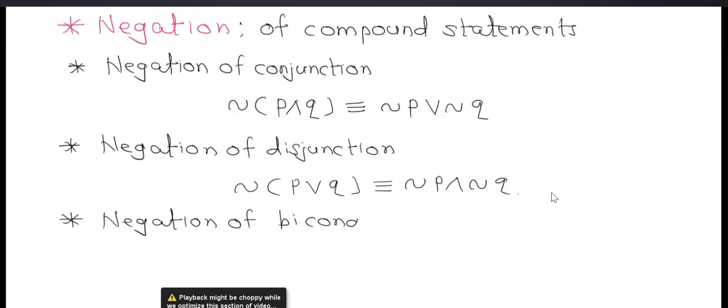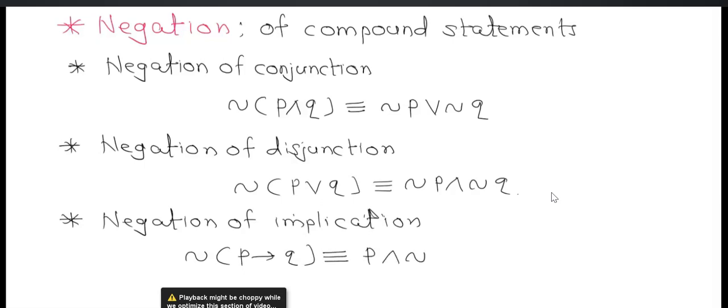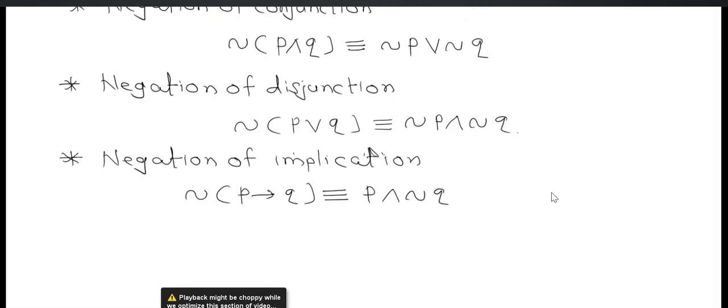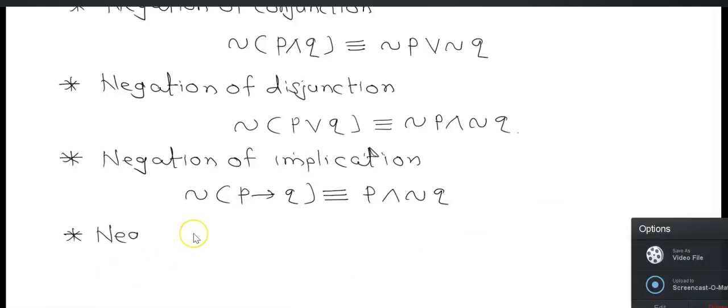Now, negation of implication. This you have to remember. This is very important. Negation of P implies Q is equivalent to P and negation Q. This is important. You have to remember this. Many times students forget that the negation of P implies Q is equivalent to P and negation Q.